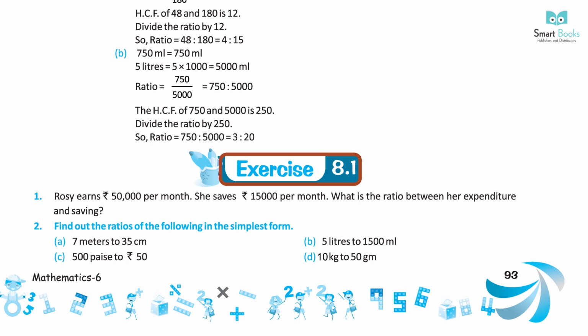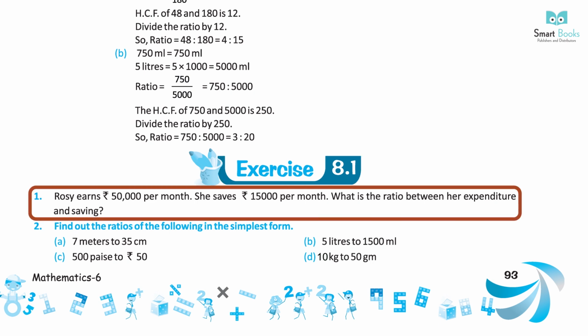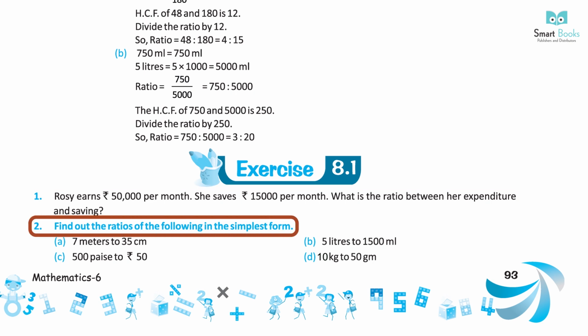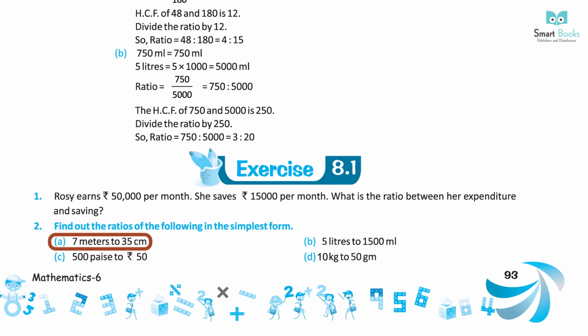Exercise 8.1. Question 1. Rosie earns rupees 50,000 per month. She saves rupees 15,000 per month. What is the ratio between her expenditure and saving? Solution: 7 ratio 3. Question 2. Find out the ratios of the following in the simplest form. A. 7 meters to 35 centimeters. Solution: 20 ratio 1.